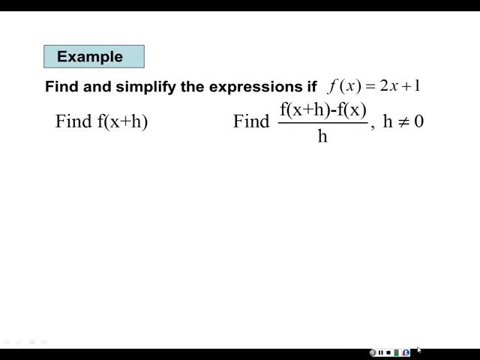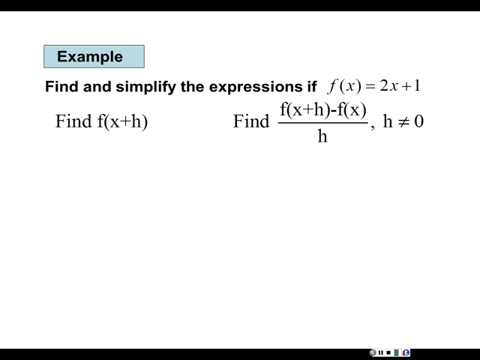All right, let's see whether we can solve this. First we will find f of x plus h, which is just replacing the x by x plus h in the original equation, right? Look at the equation. The f of x equals 2x plus 1. We replace the x by x plus h. Now, what do we get? 2x plus 2h plus 1. So this is our f of x plus h.